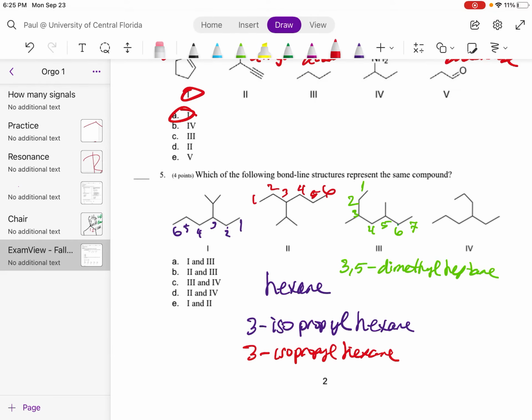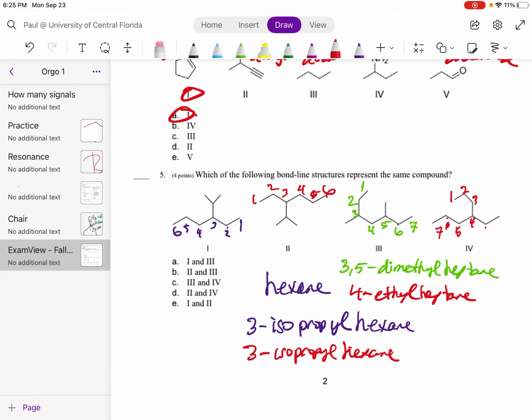What about this molecule over here? 1, 2, 3, 4, 5, 6, 7. We could number it that way. 1, 2, 3, 4, 5, 6. 1, 2, 3, 4. 1, 2, 3, 4. How would we name that guy? 1, 2, 3. That would be a 4-ethyl heptane.